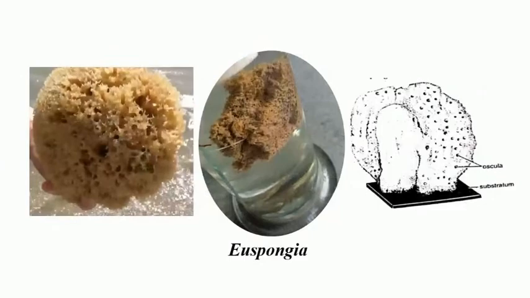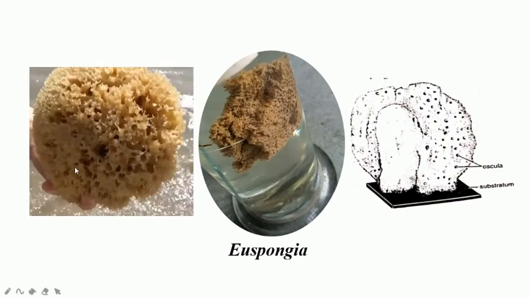Then comes the bath sponge or Euspongia, which is again a poriferan, and you can clearly see in the picture on the left hand side that this looks like a ball of sponge. Okay, so the sponge we use in the kitchen as well as in the bath has a similar structure like this. It looks similar to the sponge you use to wash and clean your utensils.